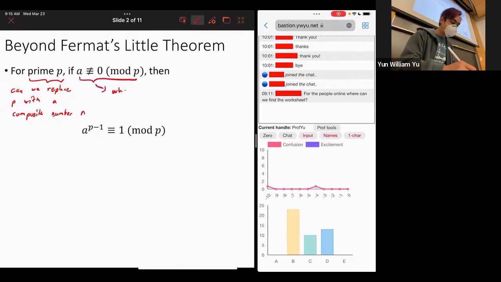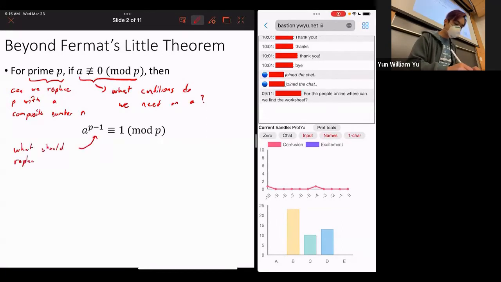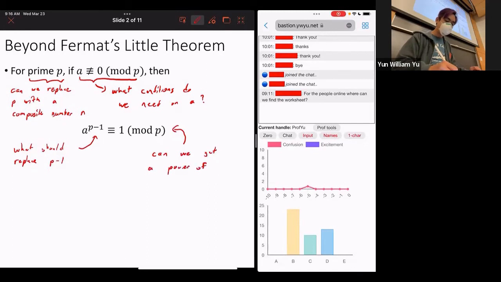So what conditions do we need on a? And of course, if you're going to replace p, then you also need to replace p minus 1. So what should we replace p minus 1 with? And lastly, the general goal is basically, is there some power? Can we get a power of a congruent to 1?